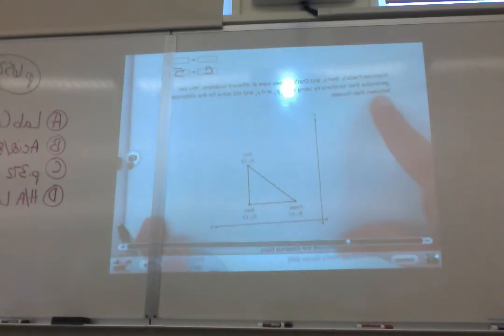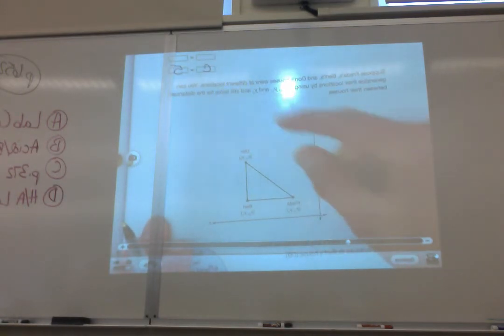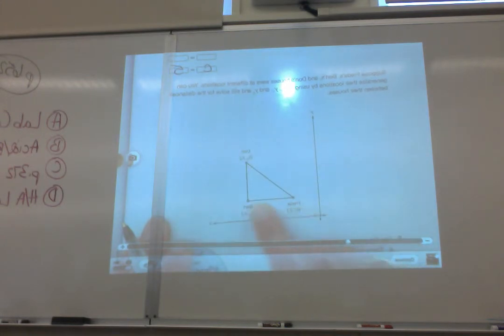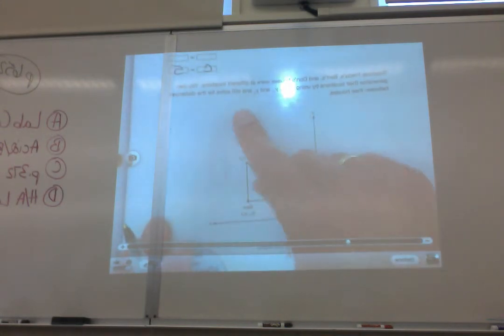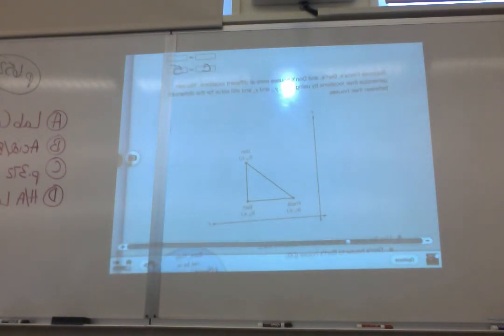Now, suppose Frida, Bert, and Dawn's houses are at a different location. Look, they've been moved. Everybody moved, okay? You can generalize the locations by using x1, x2, y1, y2, and still solve the distances between their houses. So now we're taking the numbers out of it and trying to look at the pattern that we could easily see on the grid, but now we're going to make a formula.